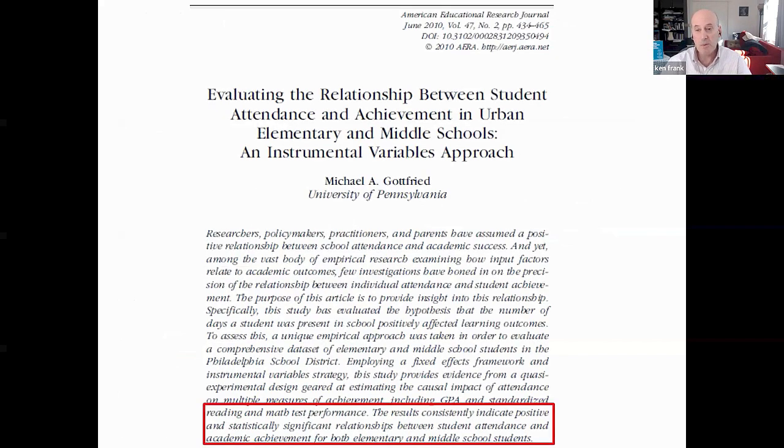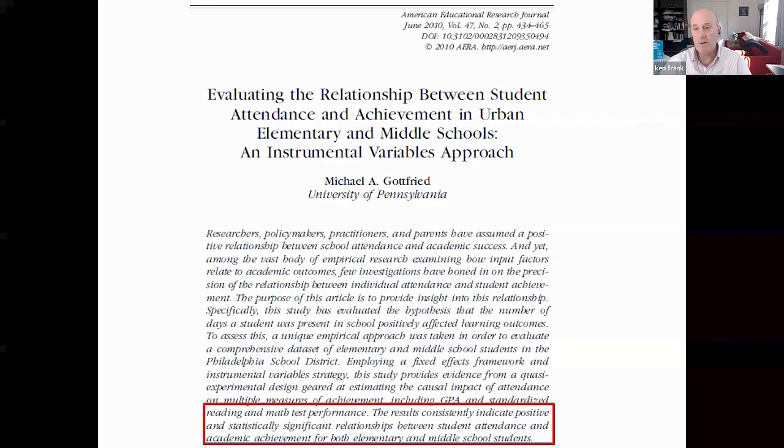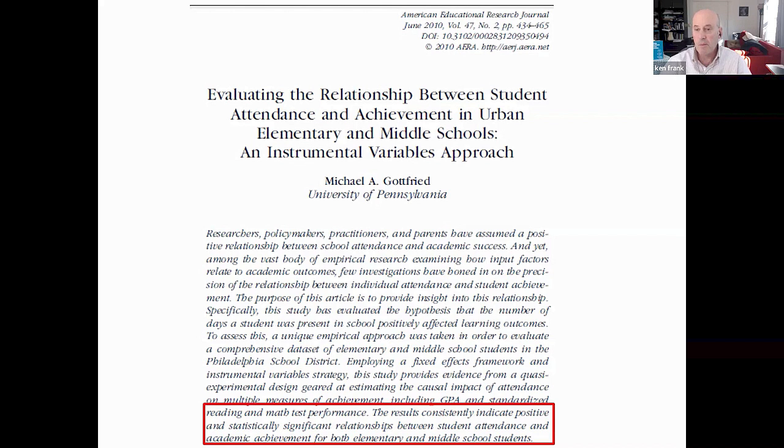Let's do a second example. This is from Michael Gottfried. I have an education background. Matt referred to that. This is a fairly well-known researcher and a very strong education journal looking at the relationship between student attendance and achievement in urban elementary and middle schools. They used instrumental variables, which I'll maybe comment on a little at some point, but we'll kind of slide past that for right now. And I'll note that this was published in 2010, but I think it picked up in its citations during the pandemic because kids weren't going to school.